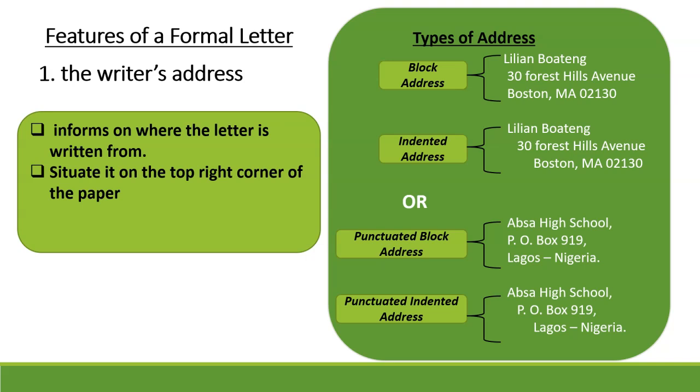Take note of the punctuated addresses. You always use a comma after the name of the institution or the box number and end it with the town or country where the letter is coming from. At that point, you end with a full stop. So whether it is a name, your address is a street, you punctuate it, and when you end on the exact town or country, you punctuate it with a full stop.